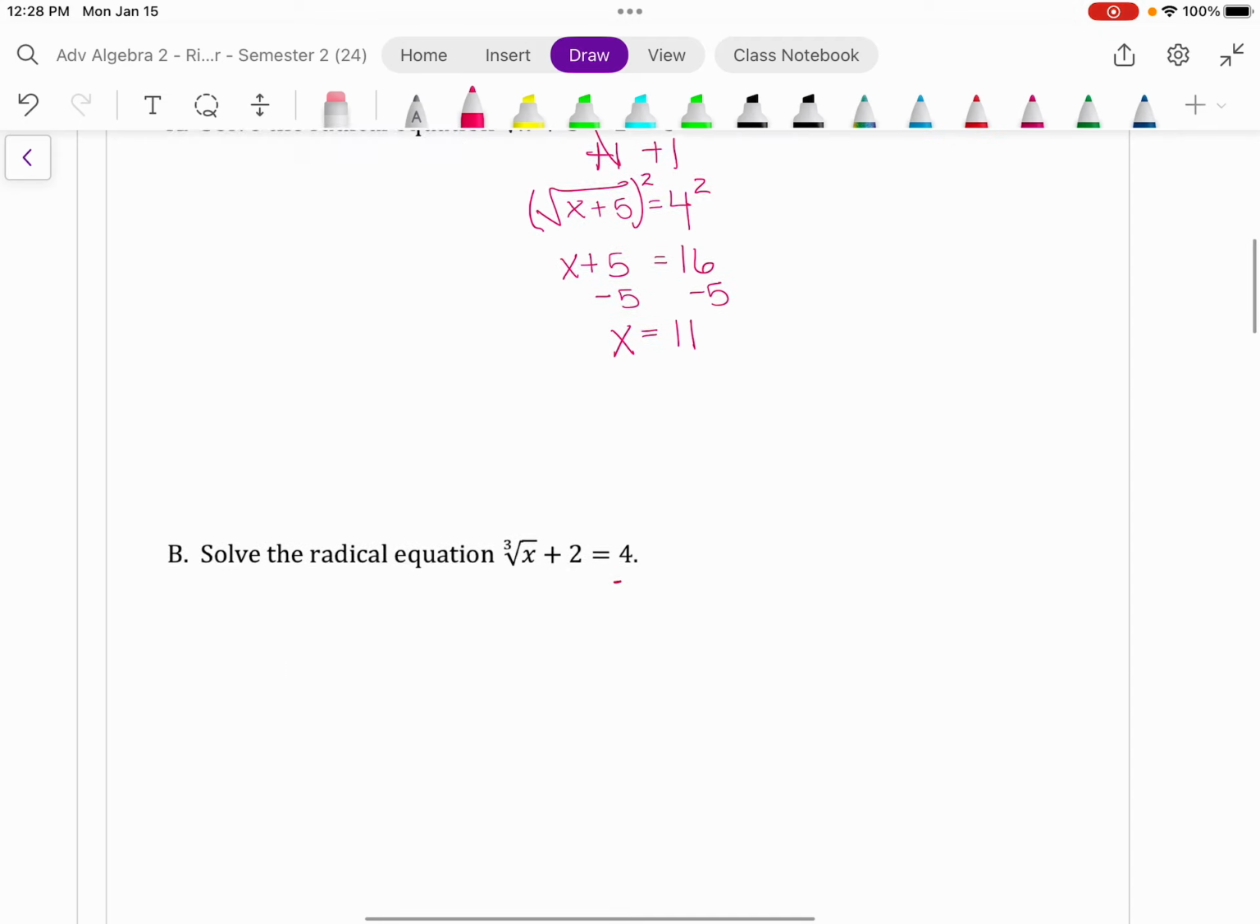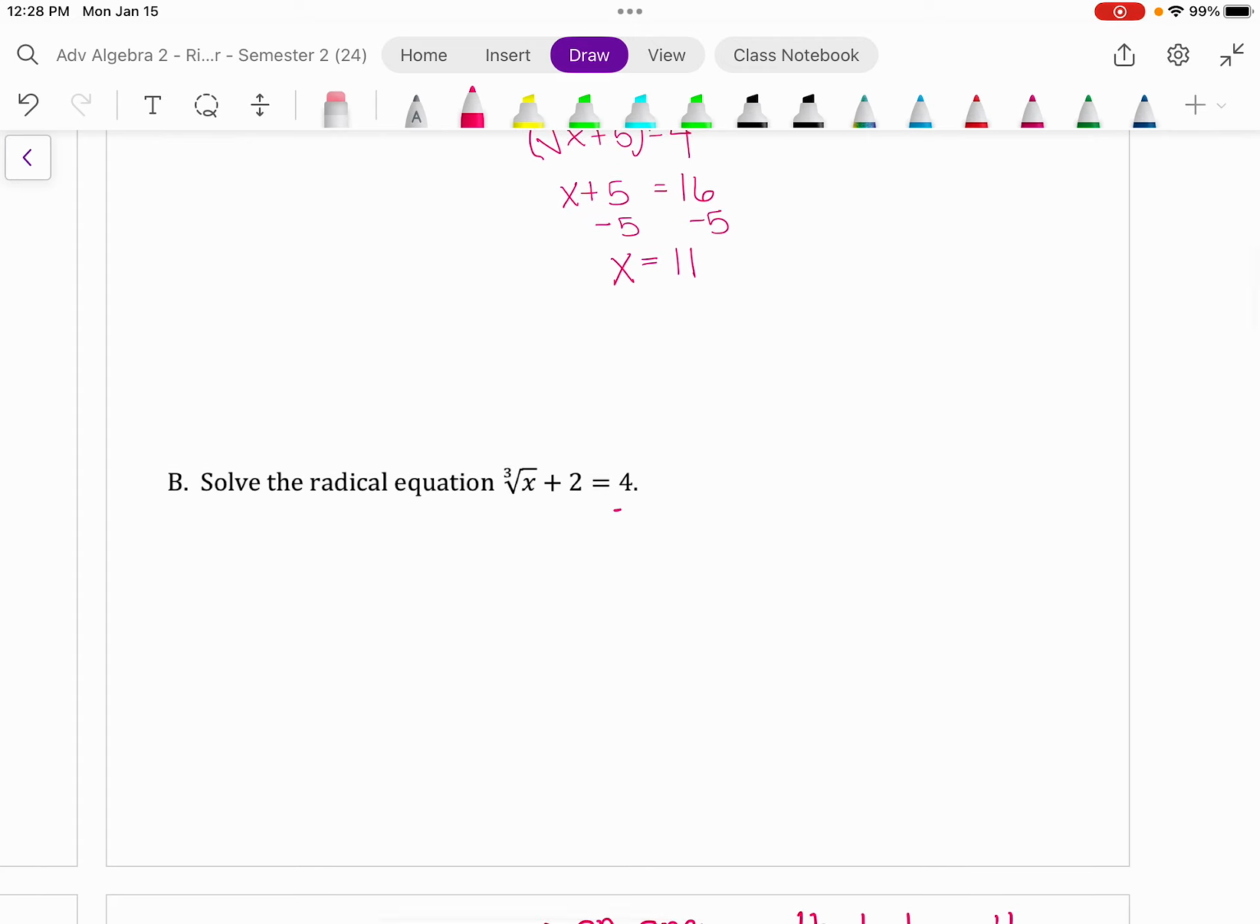Cube root works very much the same way. So we will subtract first, and we're left with the cube root of x. So 4 minus 2 is 2. And then last, we're going to cube a cube root instead of squaring a square root. And what I do to one side, I must do to the other. So x must equal 8.